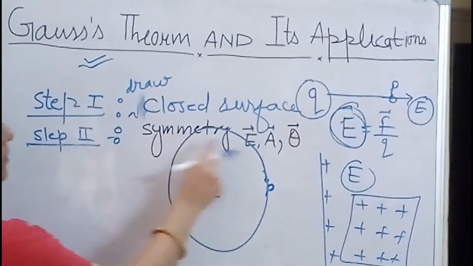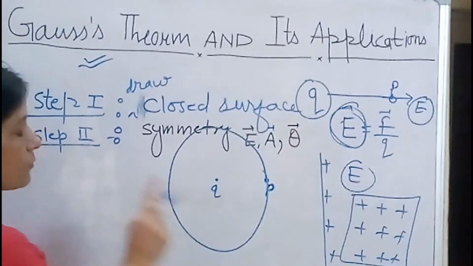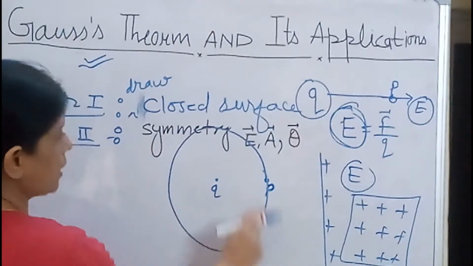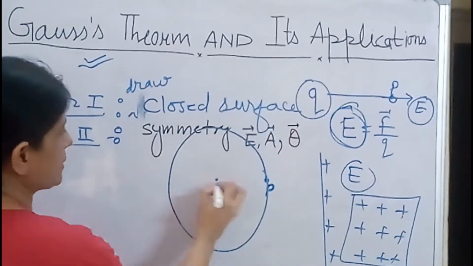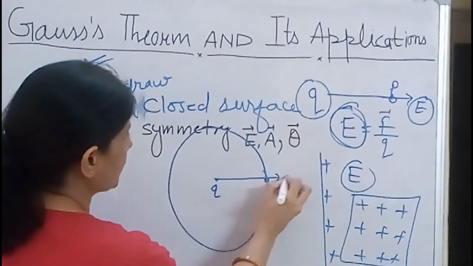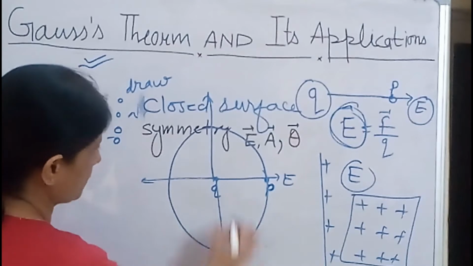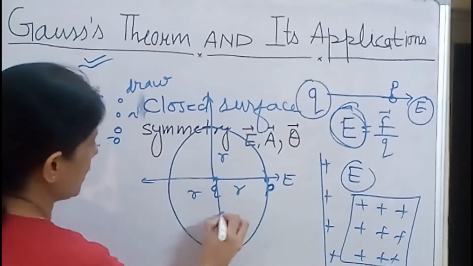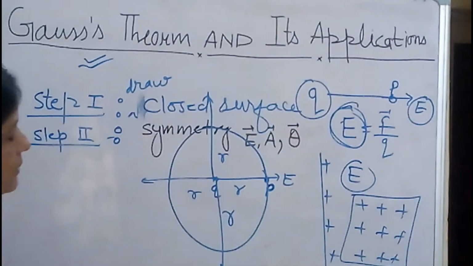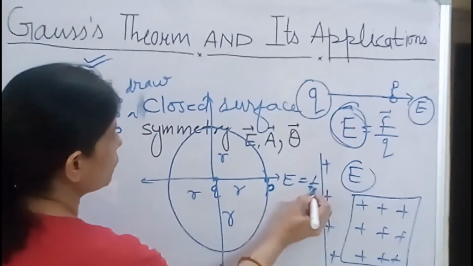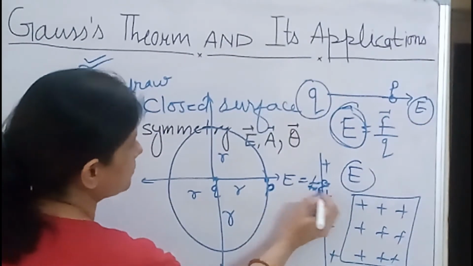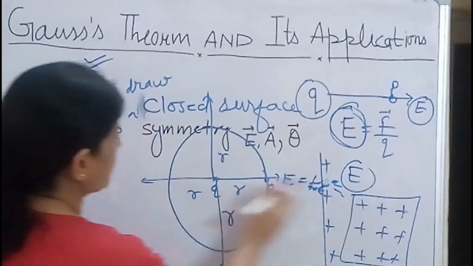Step number two, symmetry of E. Symmetry of E means around this charge Q, on the surface, the value of electric field intensity is the same. See, same. If this is R, this is R, this is R, this is also R, then the value of E would be 1 upon 4 pi epsilon naught Q upon R square.